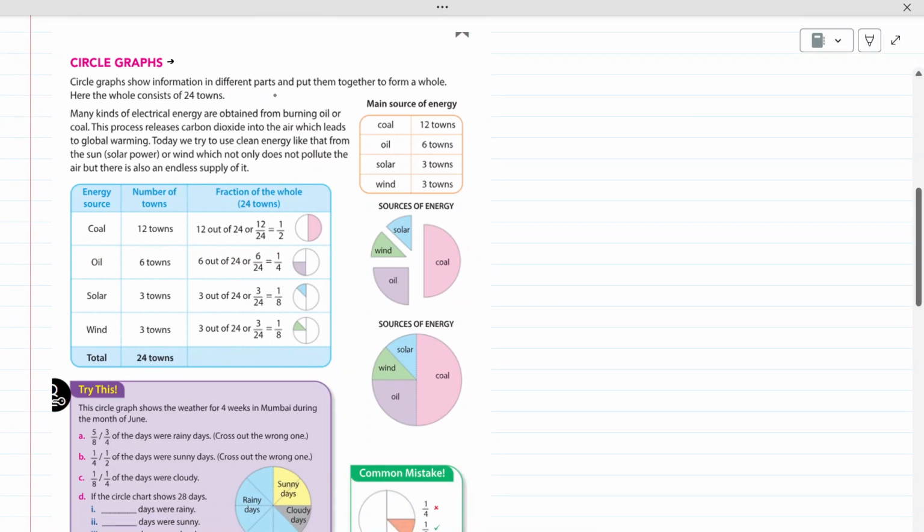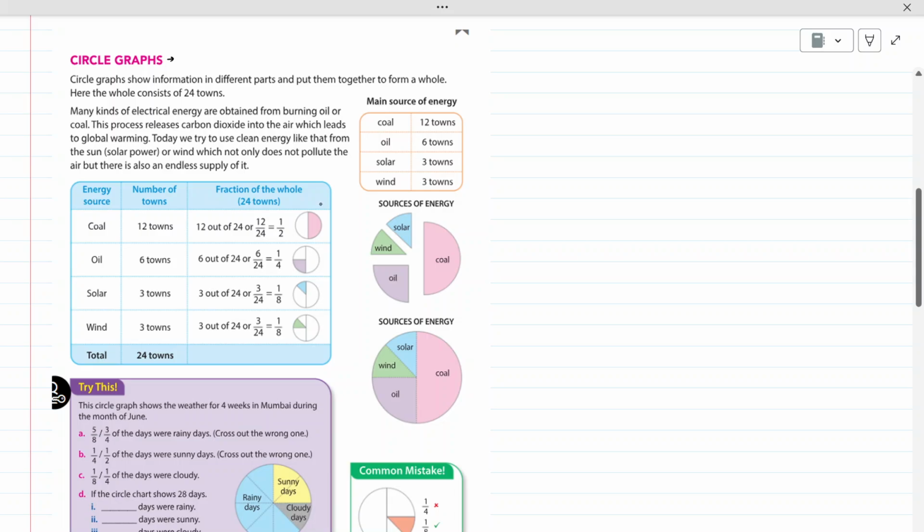Circle graphs show information in different parts and put them together to form a whole. Here, the whole consists of 24 towns. So this is one example of 24 towns given to us. Many kinds of electrical energy are obtained from burning oil or coal. This process releases carbon dioxide into the air, which leads to global warming. Today, we try to use clean energy like that from the sun, that is solar power, or wind, which not only does not pollute the air, but is also an endless supply, right? So, on the basis of this, they have plotted the circular graph.